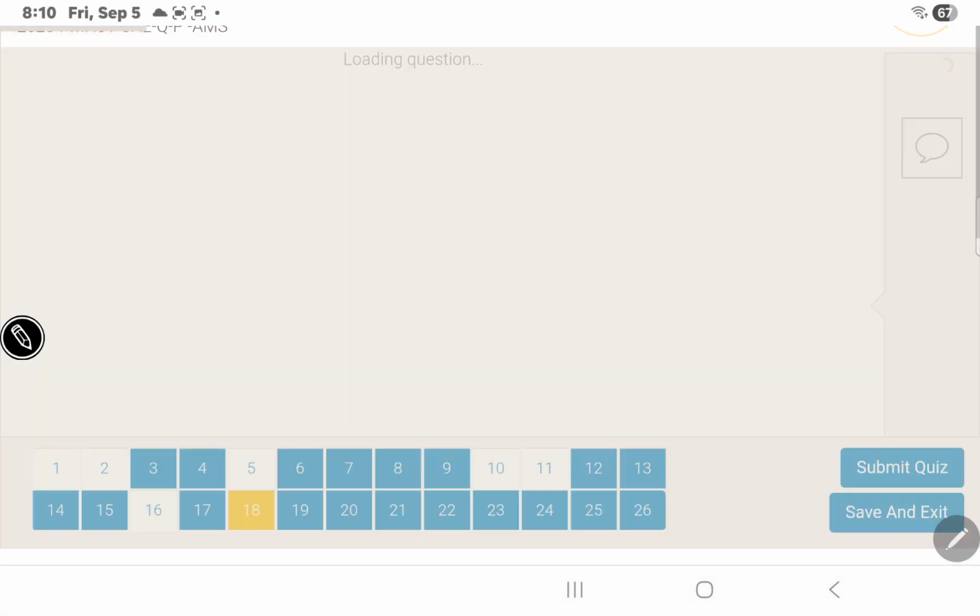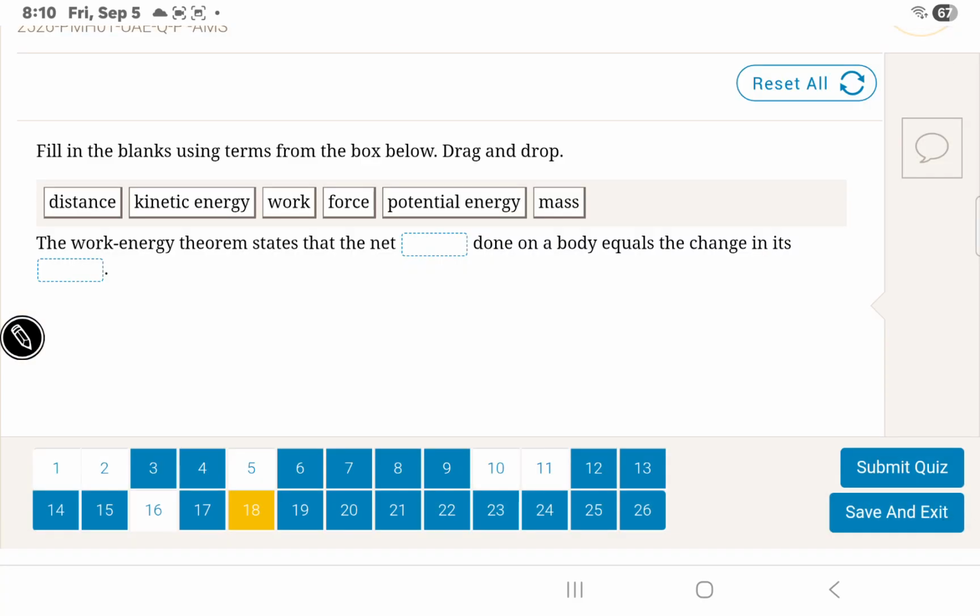Number 18. Fill in the blanks using terms from the box below, drag and drop. The work energy theorem states that the net work done on a body is equal to the change in kinetic energy.